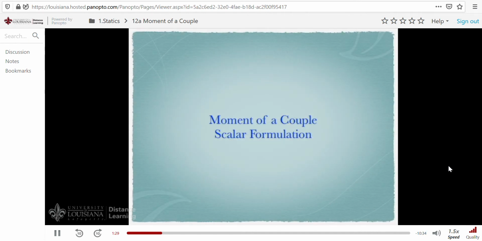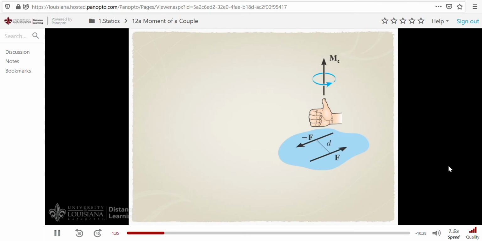Now how do we find the moment of a couple? Well, we'll begin by using a scalar formulation. First, realize that a couple moment is a vector quantity, which is equal to the magnitude of one of the forces times the shortest distance between the two forces. In other words, the perpendicular distance d.